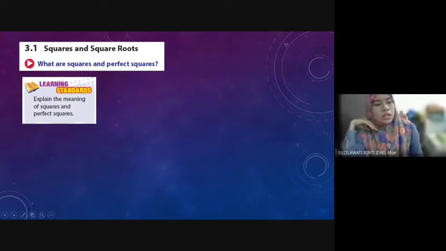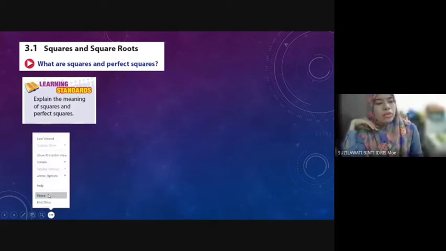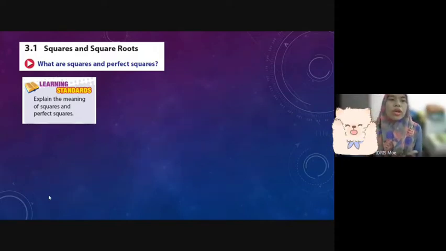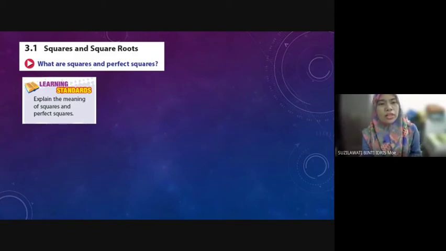Okay, next let's look at 3.1, squares and square roots. What are squares and perfect squares? Just now you saw the symbol of square, square root, cube root, and cube. Here we will learn two things. One, squares, which you learned earlier, a squared. Next, we need to figure out what perfect squares are.